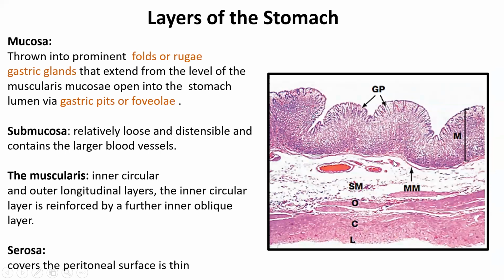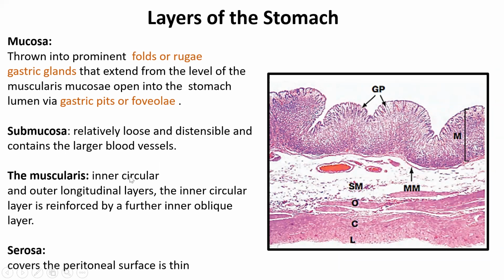Now again, we'll cover the major four layers. The mucosa, which again is thrown into these prominent folds. It contains the gastric glands that extend from the level of the muscularis mucosa to the open surface. Again, we'll talk about all this in detail. It's just a general structure. So we have mucosa, submucosa, and then we have the layers of the muscle. The submucosa, again, is relatively loose here and extensible, and contains large blood vessels.